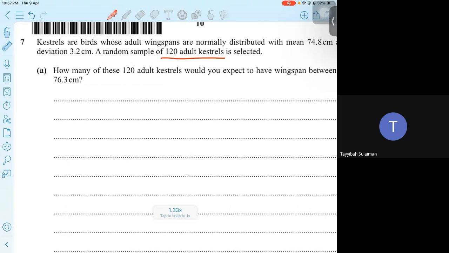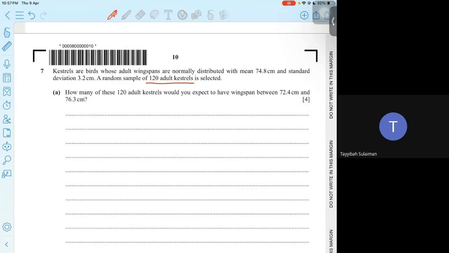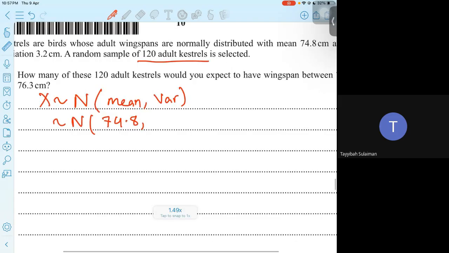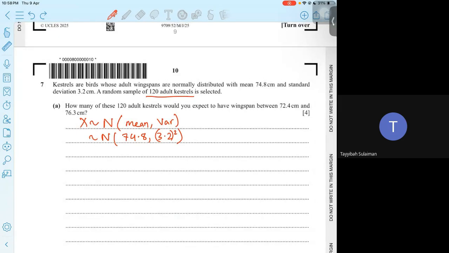So again, since it's a normal distribution question, we denote these questions by mean and then with variance. So X is normally distributed with mean and variance. In this question it is going to be N, the mean is given to be 74.8 and the variance has to be 3.2 whole squared, since the SD is 3.2. A random sample of 120 adult kestrels is selected, and how many of these 120 would you expect to have wingspan between 72.4 and 76.3? So this is the range you have to work with, right?